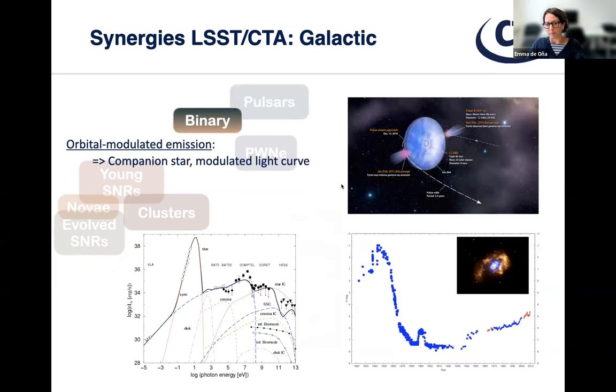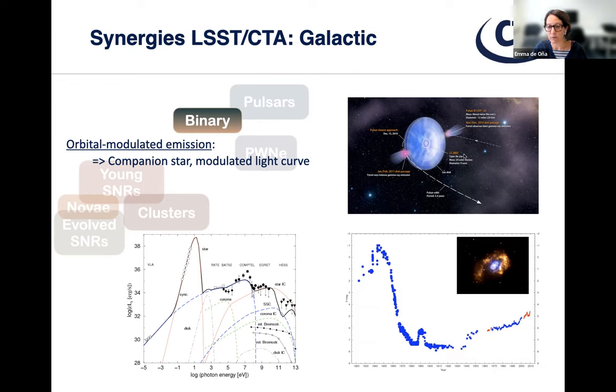You can also look at these pulsars when they are gravitationally bound to a massive star. And this is many of the objects that we see in binary or modulated emission in gamma rays. They are pulsars rotating around a massive stellar object, like in this case, shown in the top right image.